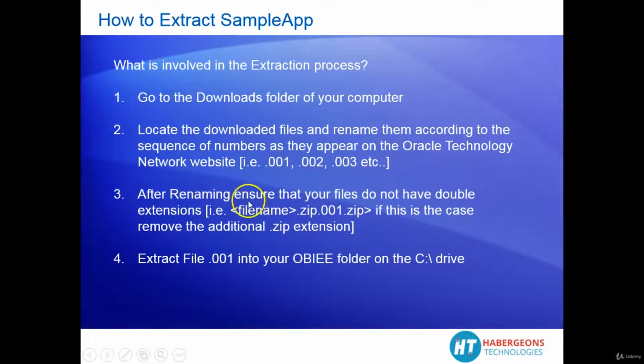After renaming, ensure that your files do not have double extensions. I will demonstrate to you what I mean by this. And then remove any additional .zip extension files. Then extract the files, or the file with .001, into your OBIEE folder of the C drive.